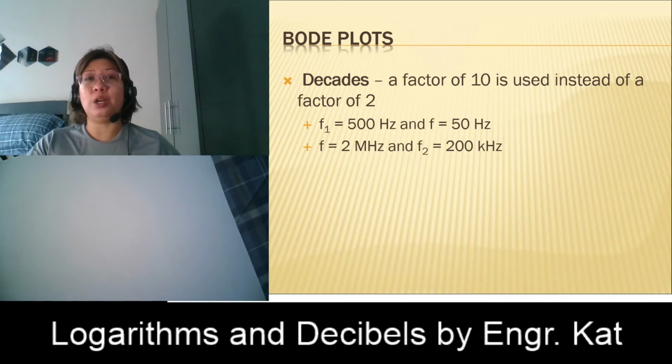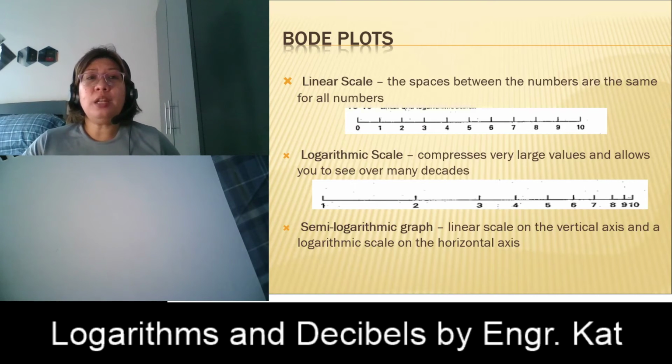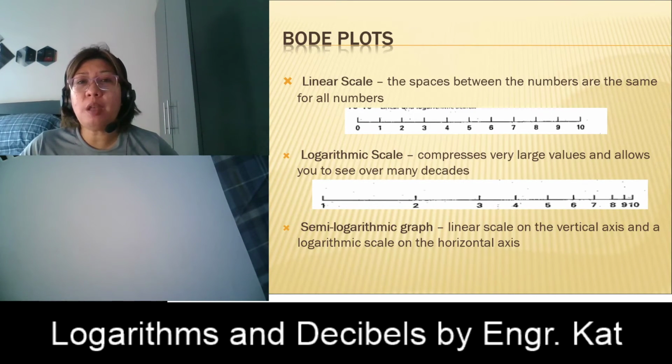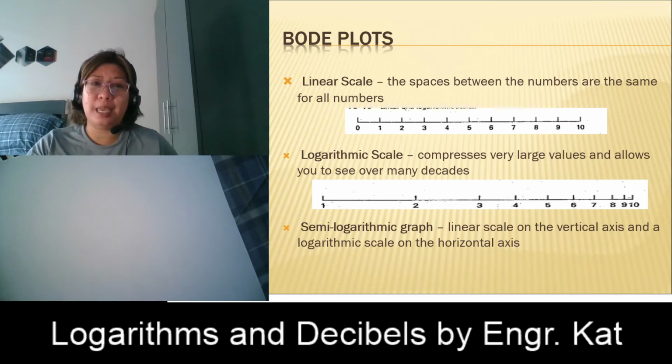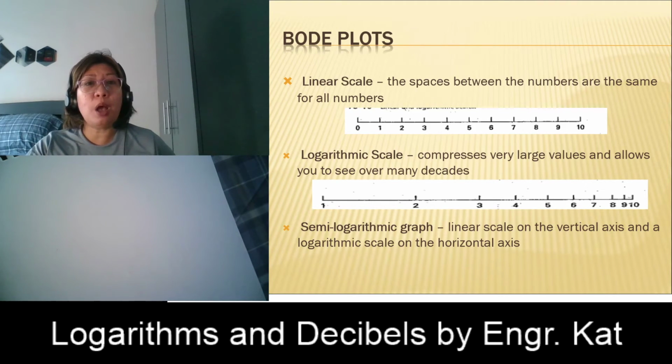Okay, so that's decade. So we have here linear plots. The spaces between the numbers are the same for all numbers. So we have here logarithmic scale. This compresses very large values and allows you to see over many decades. Because if we're talking about gigahertz or megahertz and we make use of a linear scale, how many lines are we going to need? But if we make use of a logarithmic scale, we can compress very large values and see over many decades.